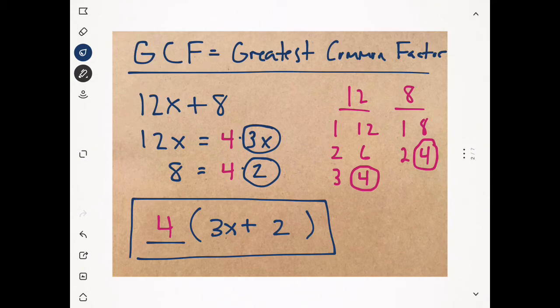So when I factor 12x plus 8, using greatest common factor, I end up with 4. And we say this kind of differently. We say it as 4 times the quantity of 3x plus 2. Okay, so that's a fairly straightforward example. So let's take a look at another example that maybe is a little bit more challenging.